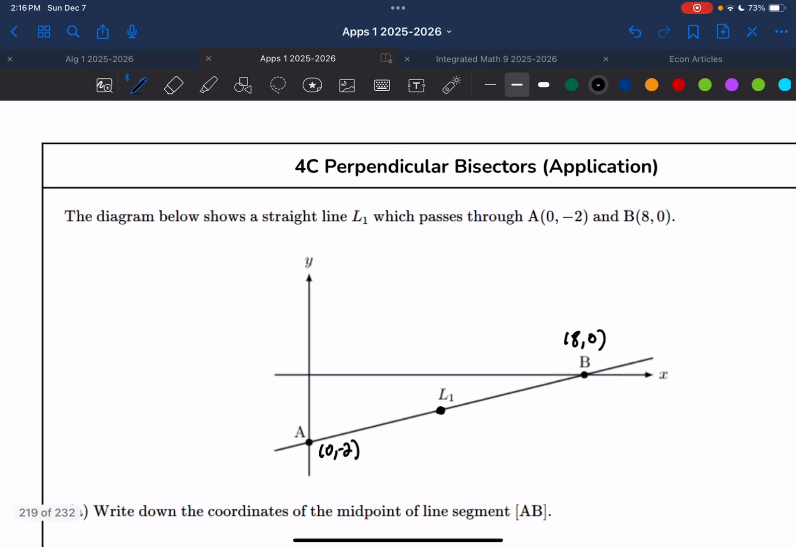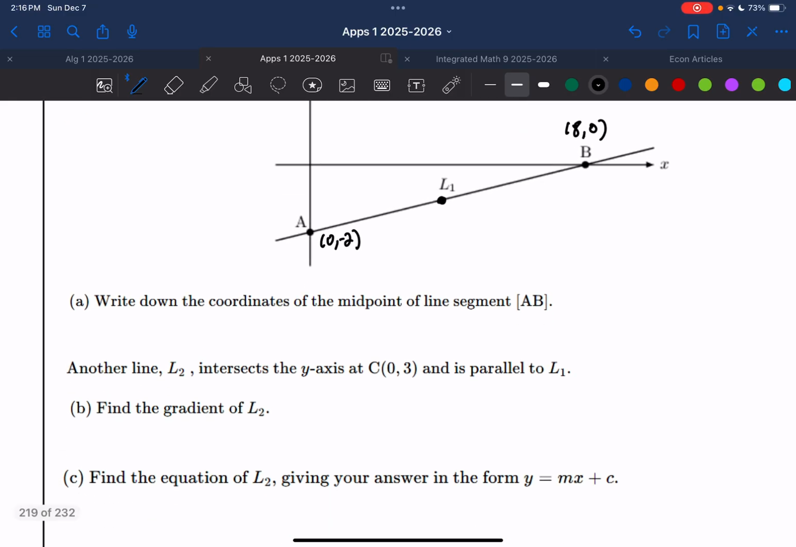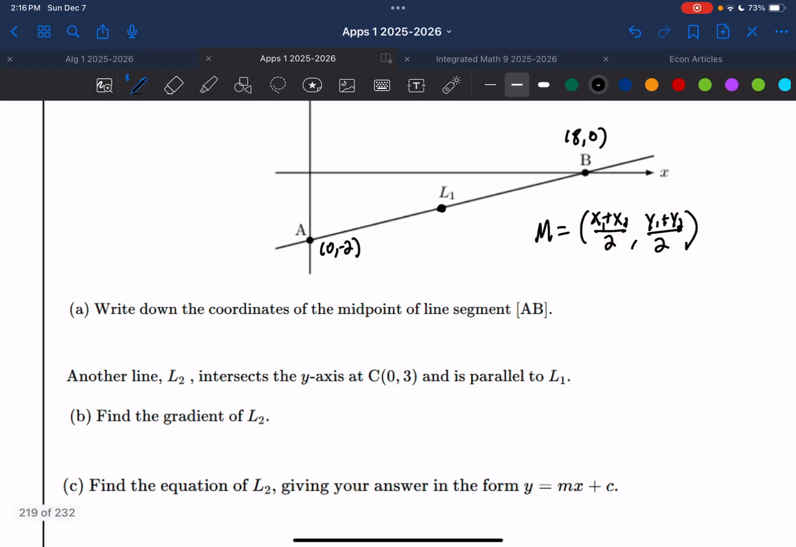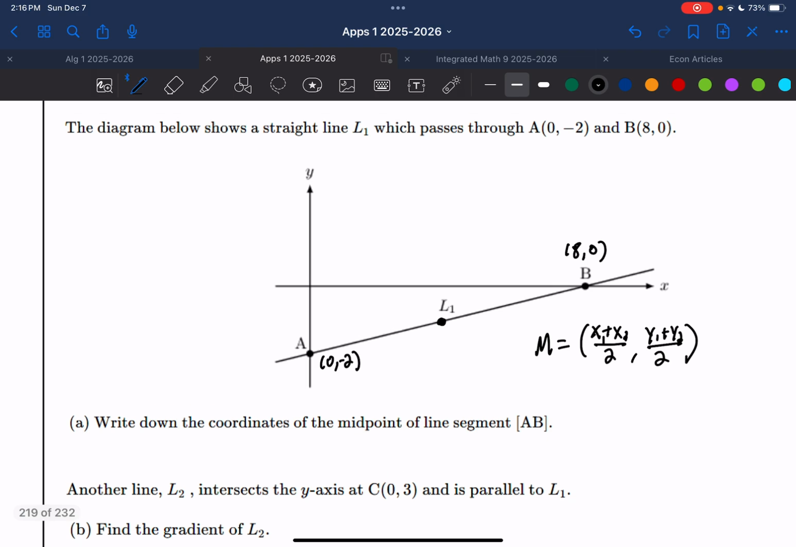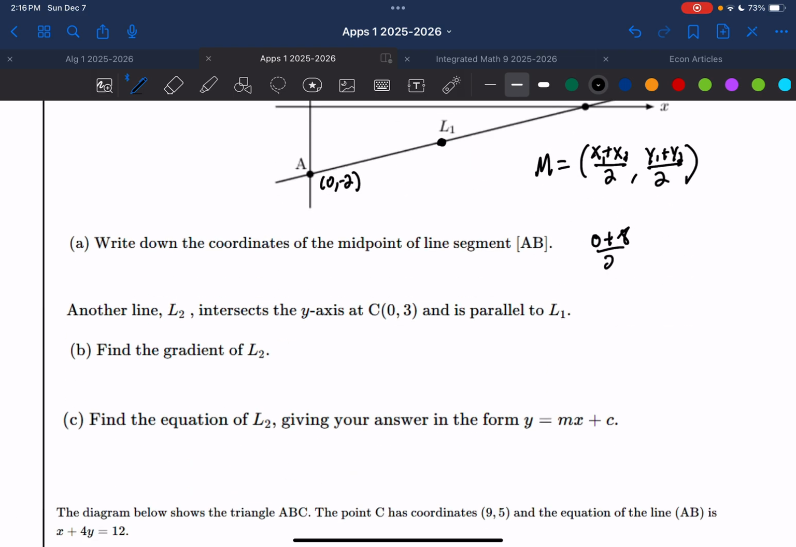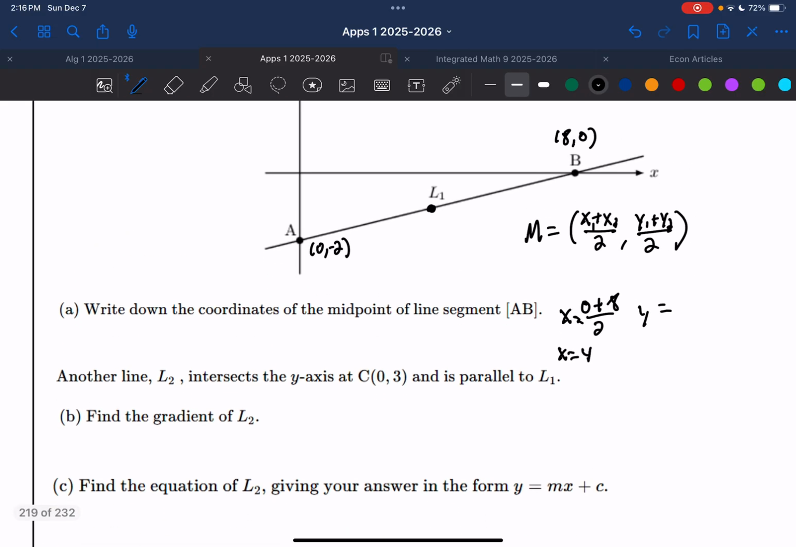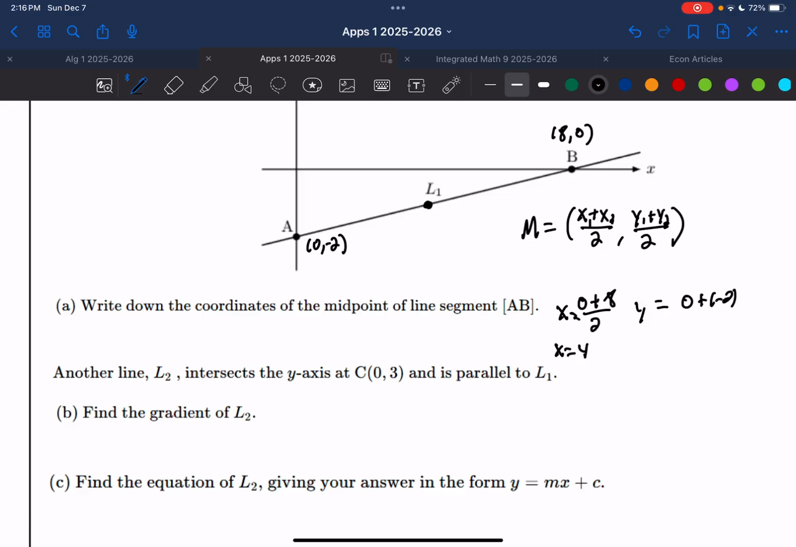If we want to find the coordinates of that midpoint, we want to use our midpoint formula. Remember, M is equal to ((x1 + x2)/2, (y1 + y2)/2), where this is our average x, this is our average y. So for x, we get (0 + 8)/2, which is 4. And for y, we get (0 + -2)/2, which means y is going to be -1. So our midpoint there is going to be at (4, -1).